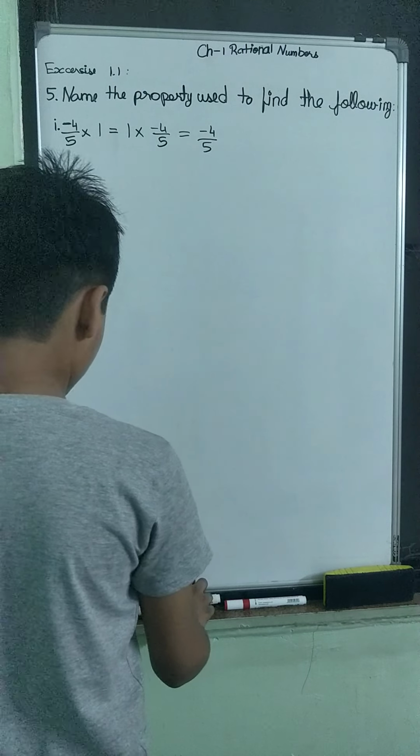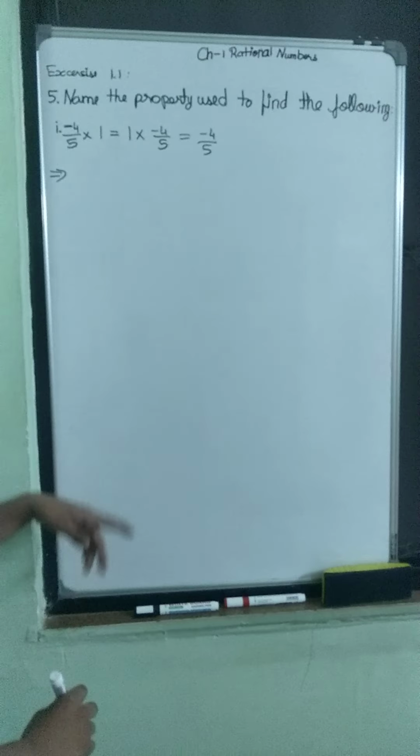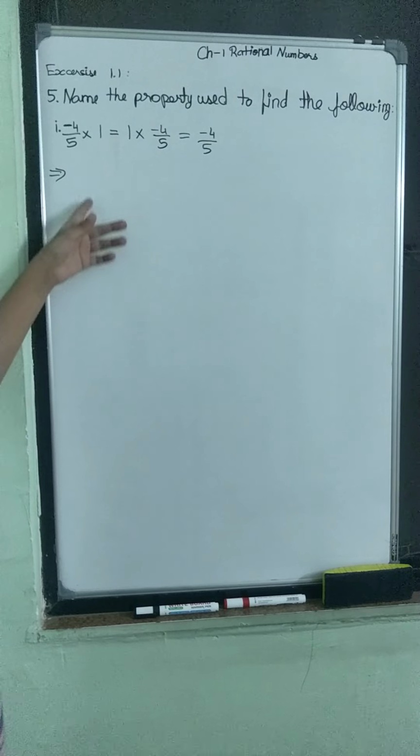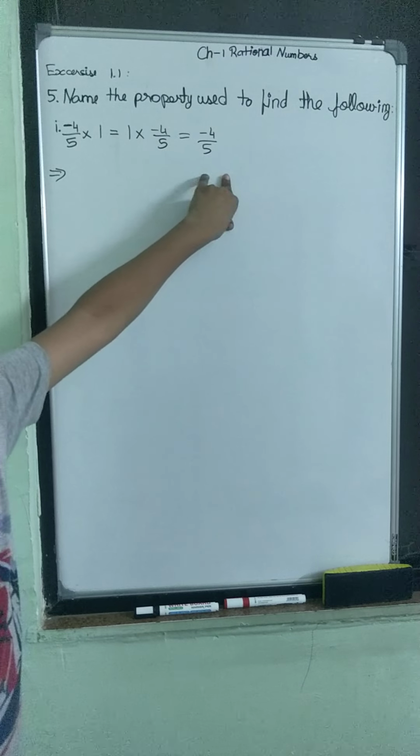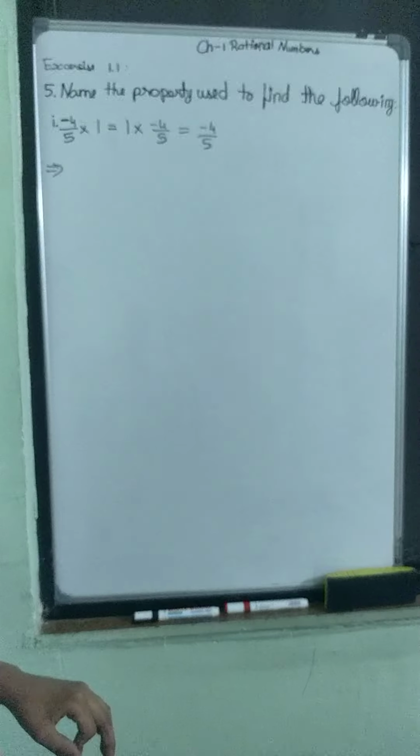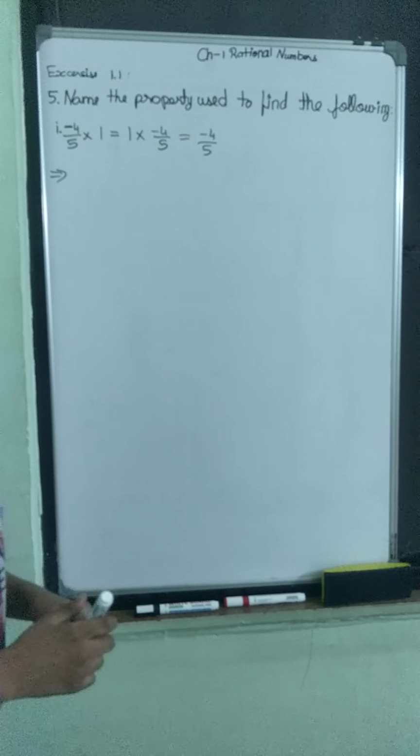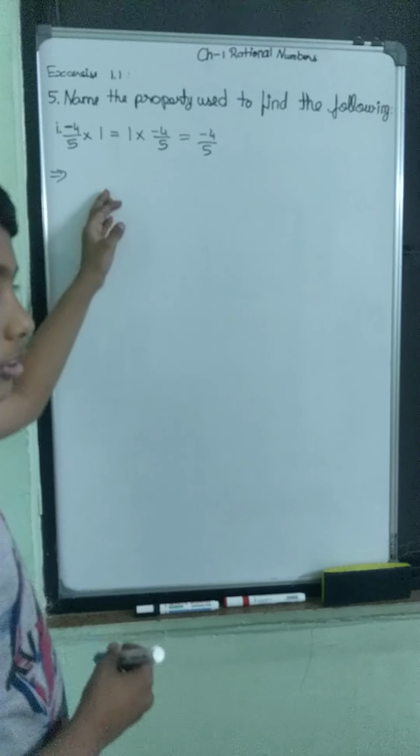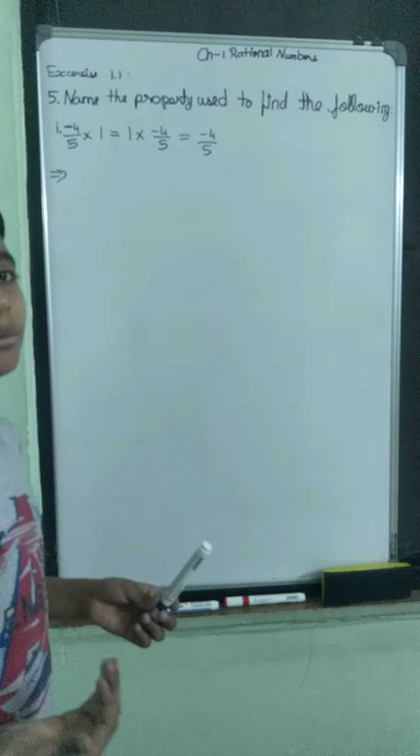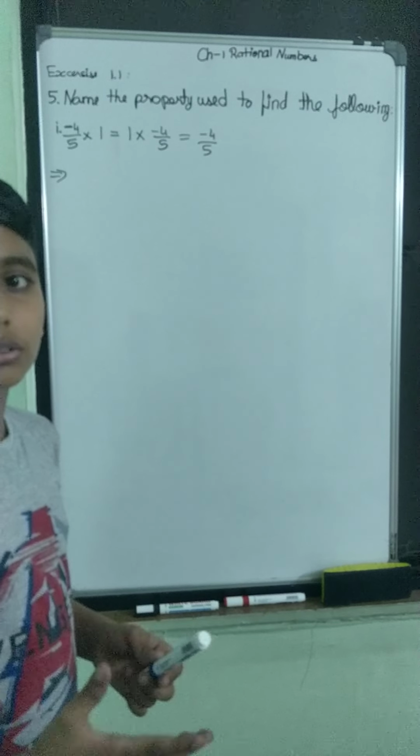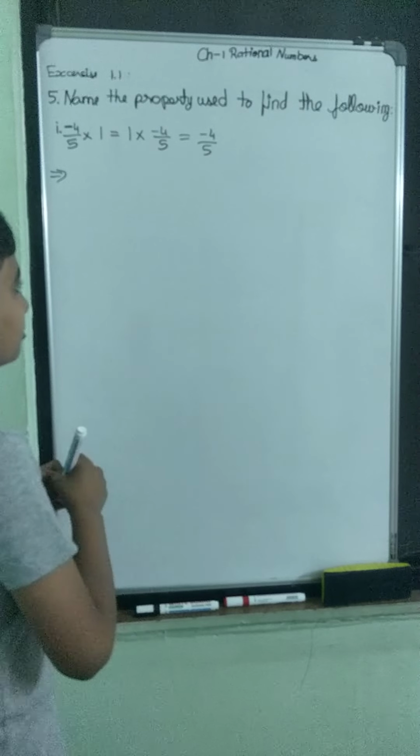In the next question, we have to find the name of the property which we use to find this answer. What answer? This answer. So we have to name that property. What property have we used here? We have already learned that whenever we multiply something with 1, the answer always comes the same number.